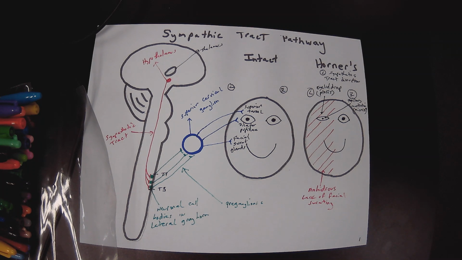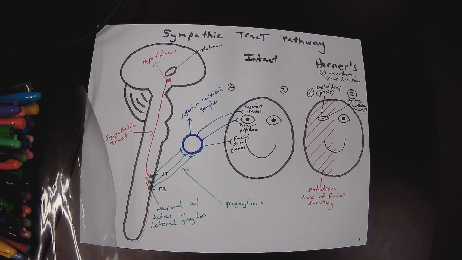Question? Will they all present together? Yes, they have to present together. Miosis, ptosis, and anhidrosis all present together. So that person has one side of the face that might be a little bit damp, the other side's going to be dry and red because it can't cool off. Okay, definitely lowering of the eyelid, ptosis, and miosis is that constricted pupil. It doesn't change, no matter what.